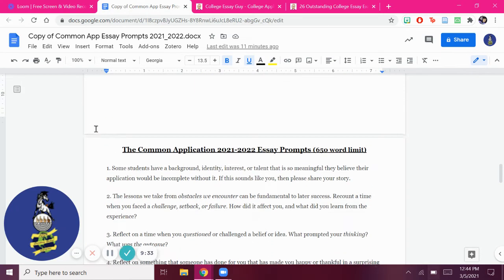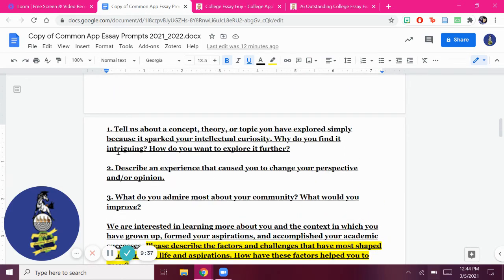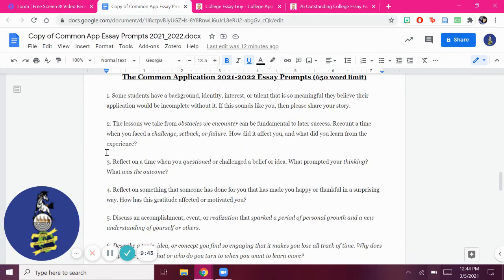So this is somewhat similar to the QuestBridge prompt, particularly this question, because here you're able to talk about anything that is important to you that has impacted your life. They talk about background, identity, interest, or talent. So that leaves you with a breadth of different topics that you could talk about.